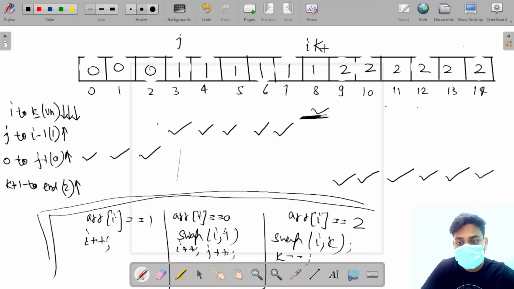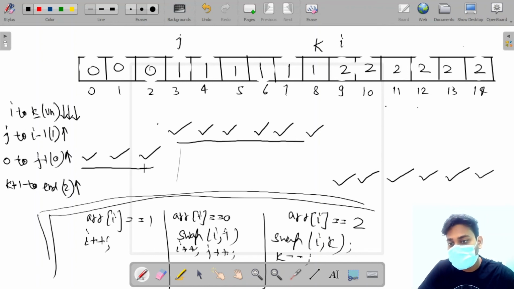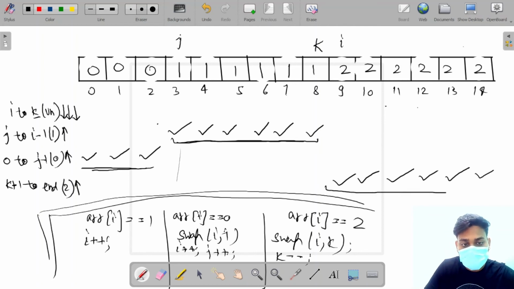Now again AR of I equal to 0. So what we have to do? We have to simply increase the value of I. So now I crosses K. So the unknown region decreases and the region of 0 increases. So no element is present in the unknown region. It means all the elements are sorted and they are at their own place. The 0s come first, the 1s come after the 0s and the 2s come after the 1s. So these are the three operations.